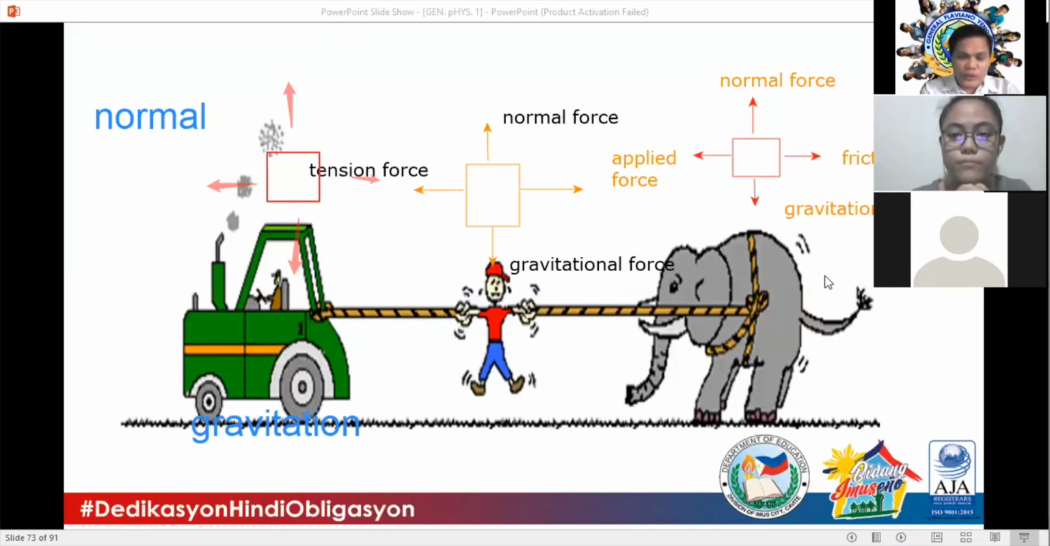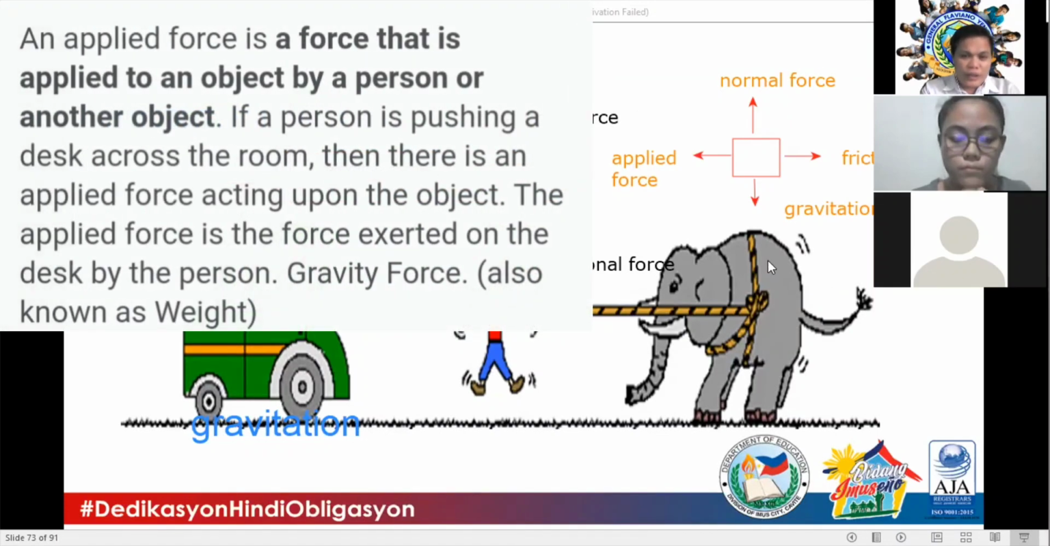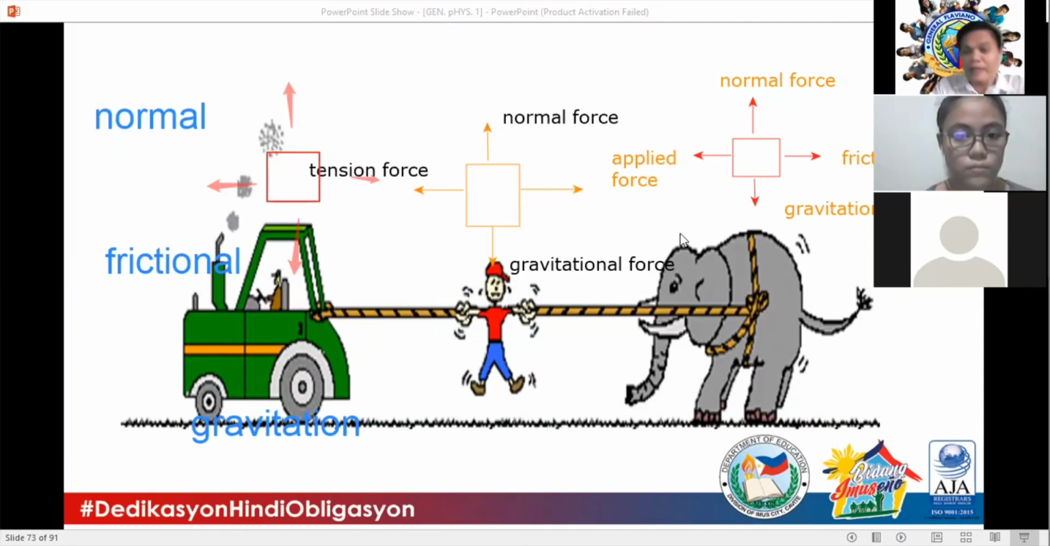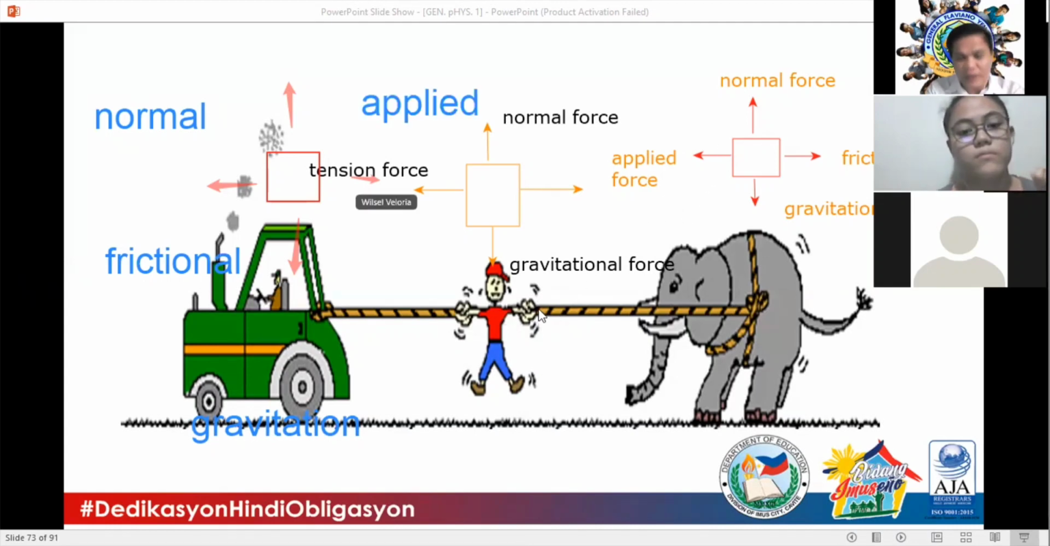And the applied force, possibly there is an applied force nga kasi nga hinahatak siya ni man towards his direction. Kaya we could say that there is an applied force in here. Okay? The same with the truck: may normal force, applied force and frictional force din, kasi nga pares lang naman sila ng position with the elephant.